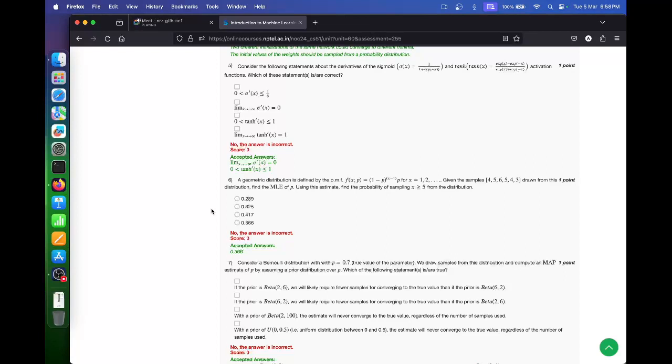f(x) parameterized by p, which is (1 minus p) to the power x minus 1, into p. So this is the likelihood for every data point, and you have been given several samples. So 4, 5, 6, 5, 4, 3, these are the different samples that you have been given. So you have to multiply these likelihood values for each of these samples. For x equals 4, you put this value of 4 into x, then x equals 5, x equals 6, x equals 5, x equals 4, x equals 6. These are the different x values.